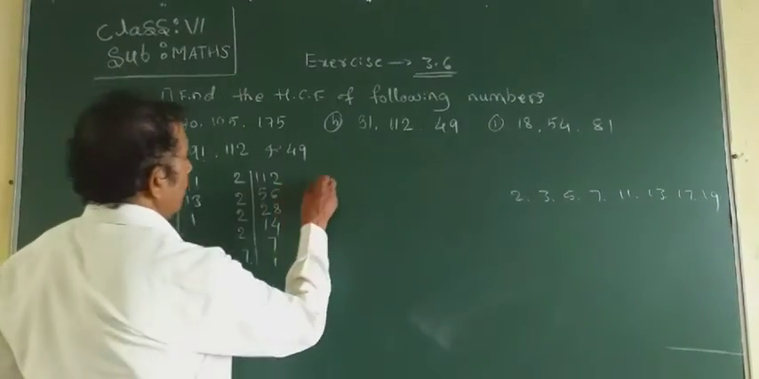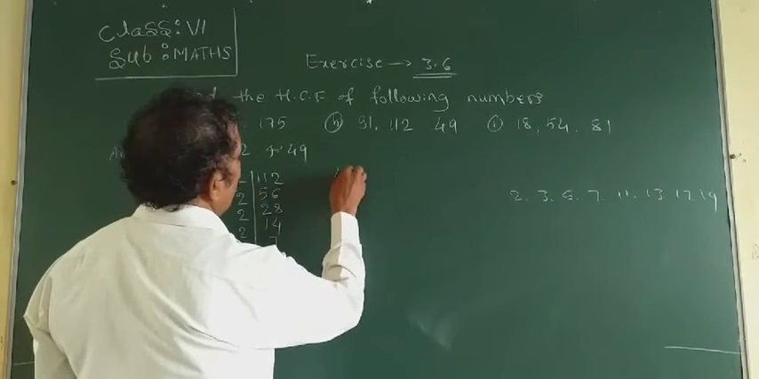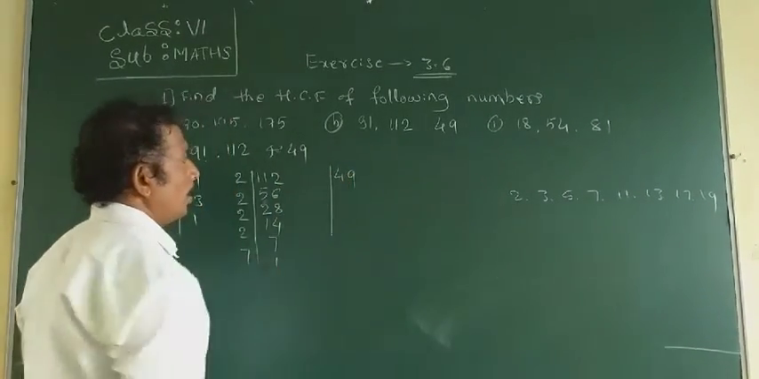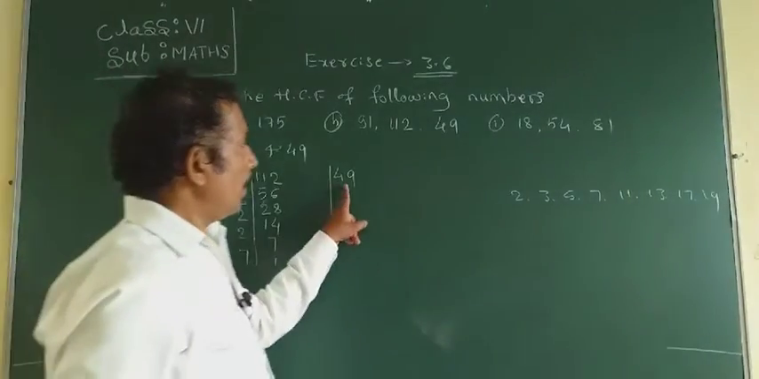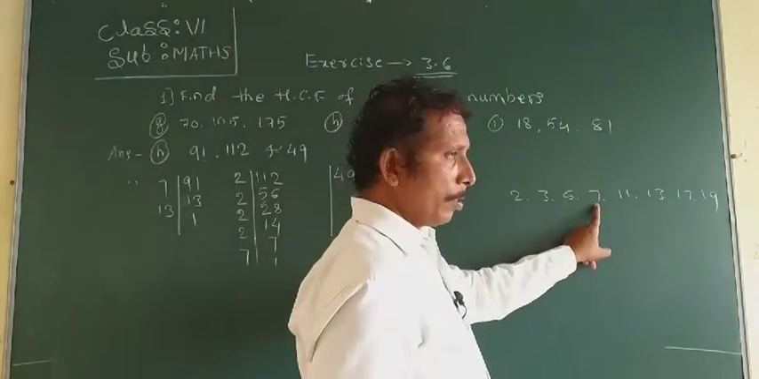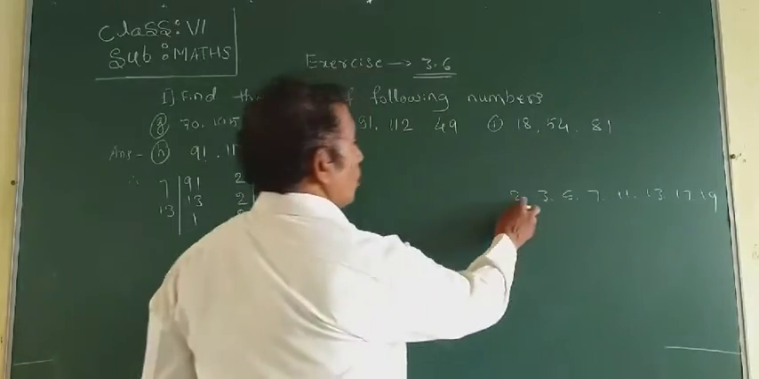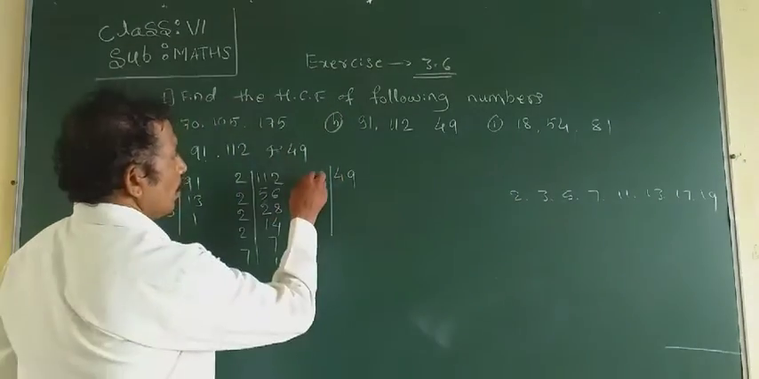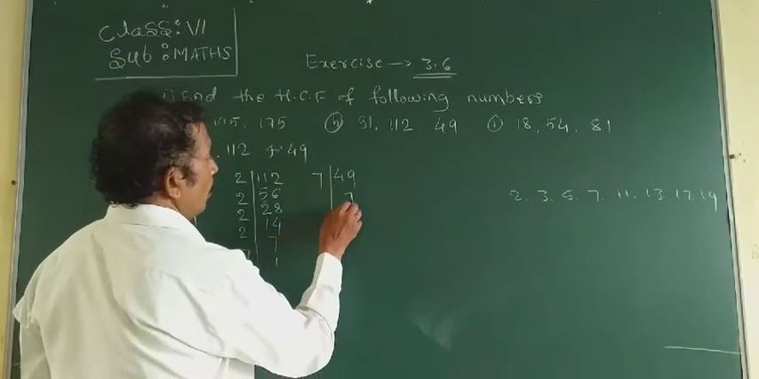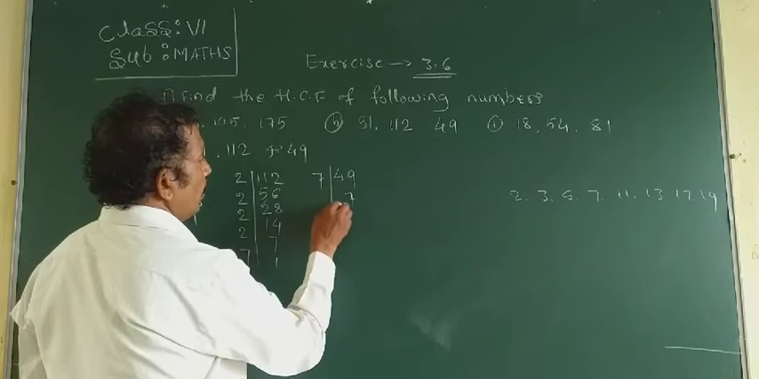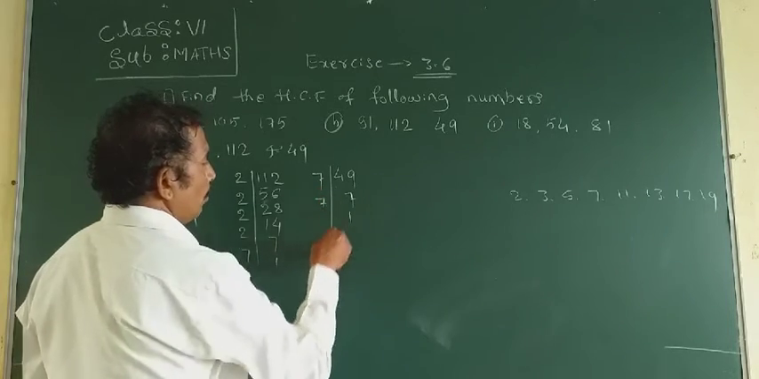Take the third number 49. 49 is divisible by 7 only, not by 2, 3 or 5. 7 7s are 49, and once again divide by 7, 7 1s are 7.